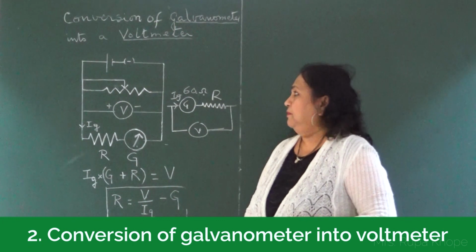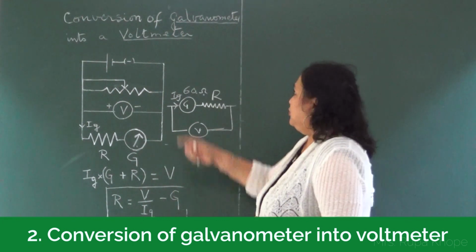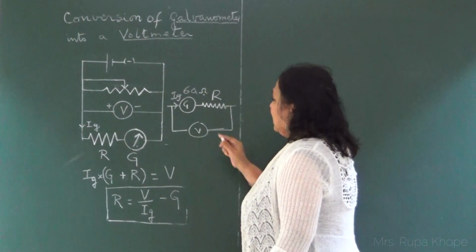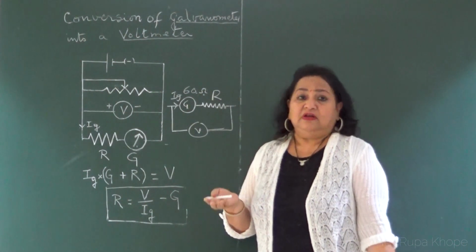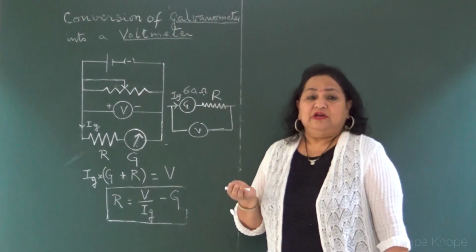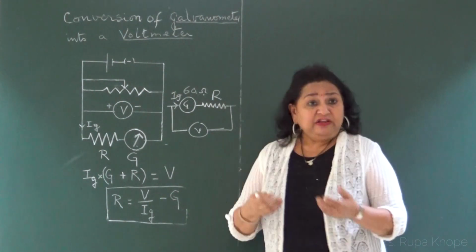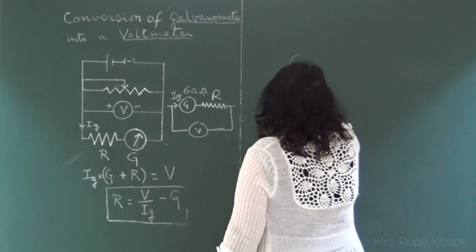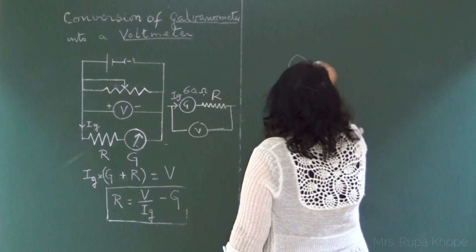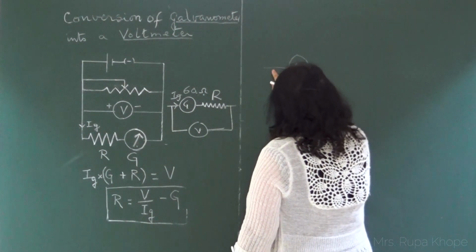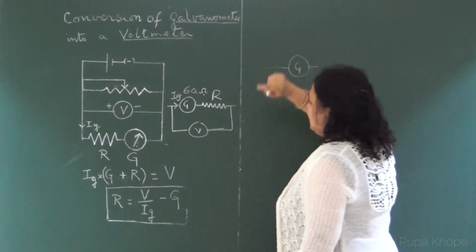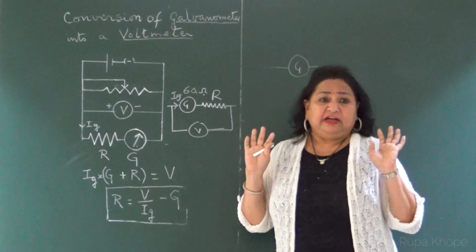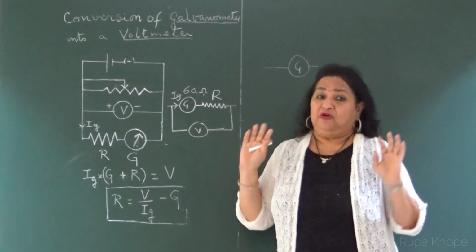Performing a second experiment, part 2: conversion of galvanometer into voltmeter. Now, what is a galvanometer? Again, it's a device used to detect the current, a very small current. So I take a galvanometer here, and I want to measure the voltage. Now, if I want to measure the voltage, that voltmeter should not draw any current. Negligible current it may draw, but ideally, it should not draw any current.